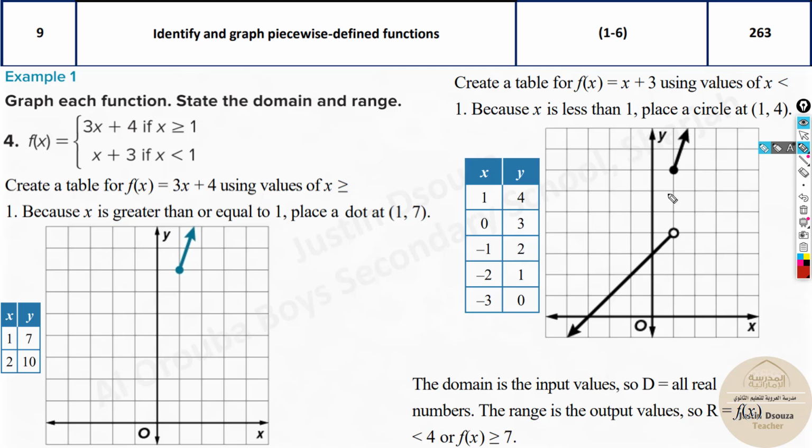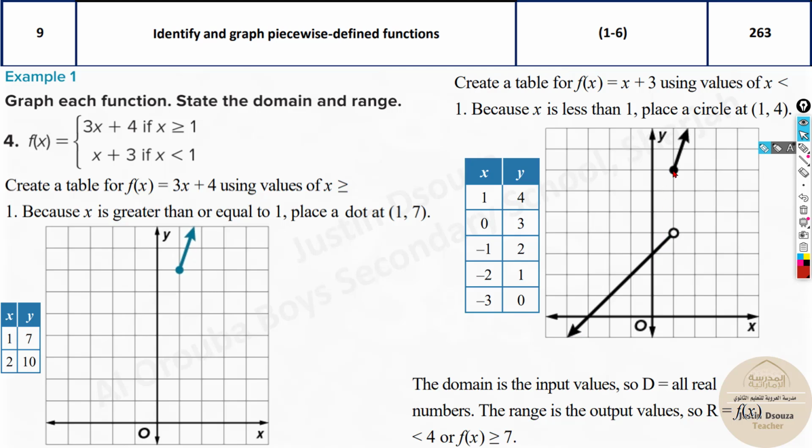All possible values above 7 and all possible values less than 4, right, are in the range. But between these 2 points, look, is there any part of the graph within this? Y equals 5? No. That's the thing. So you must know that whatever is not there will be excluded. So range is not all real numbers. Here, these values are the excluded values. That's how we do it.